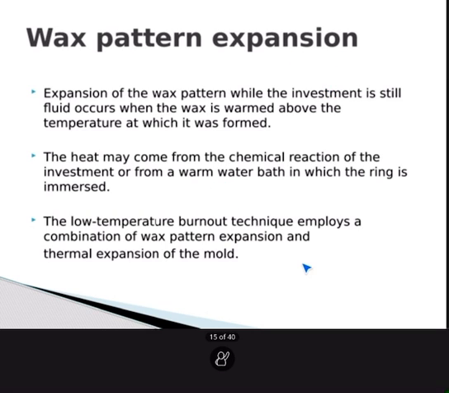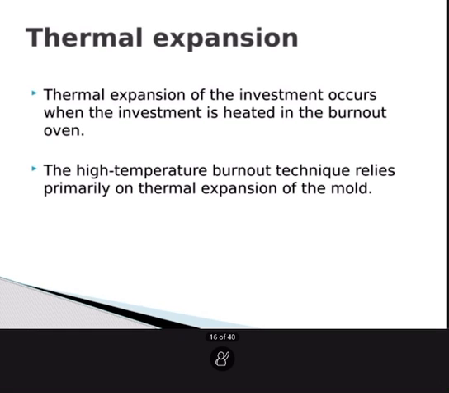So the low temperature burnout technique employs a combination of the wax pattern expansion and thermal expansion of the mold. All these expansions, 0.4%, or 1.2 to 2.2%, have to compensate for the molten alloy's solidification shrinkage. Then you have thermal expansion. Thermal expansion of the investment occurs when the investment is heated in the burnout oven. The high temperature burnout technique relies primarily on the thermal expansion of the mold. So these are the different techniques to compensate for the solidification shrinkage of the alloy.